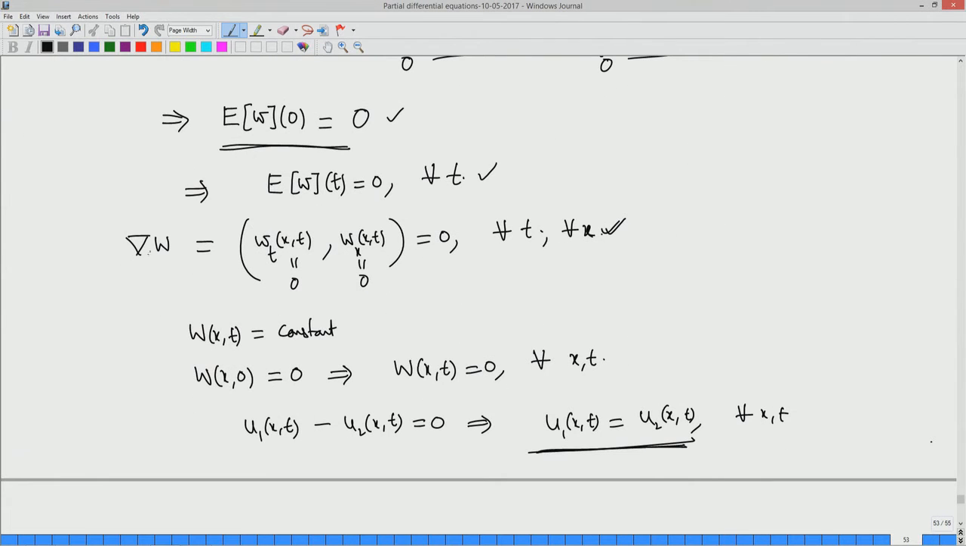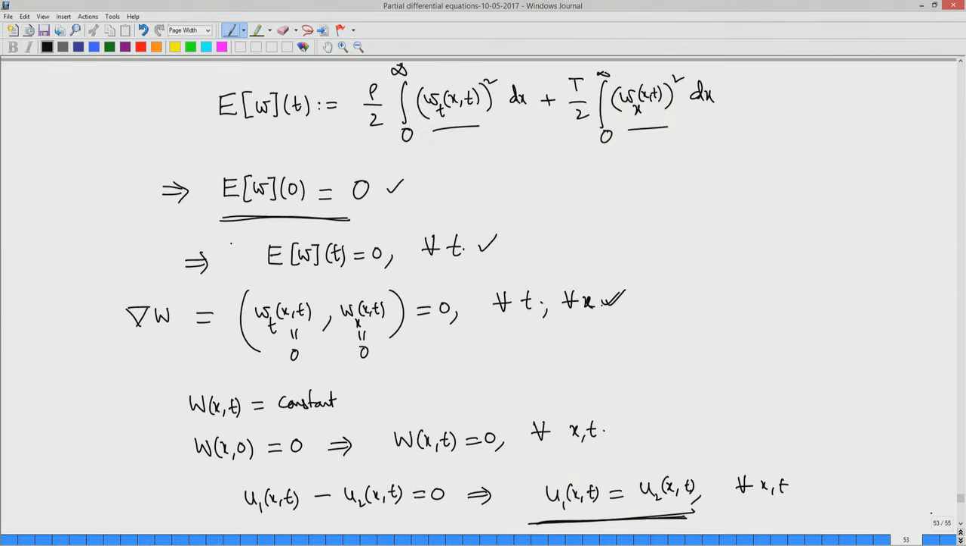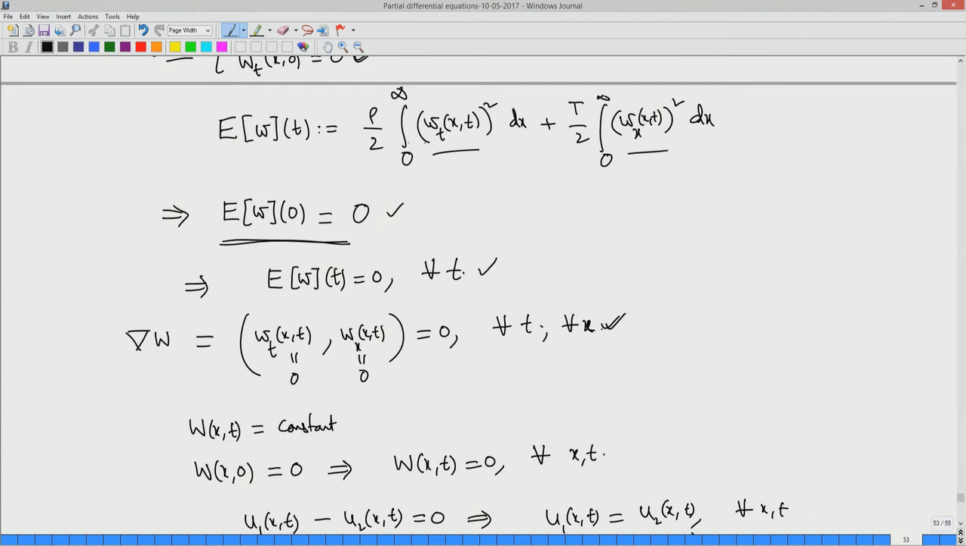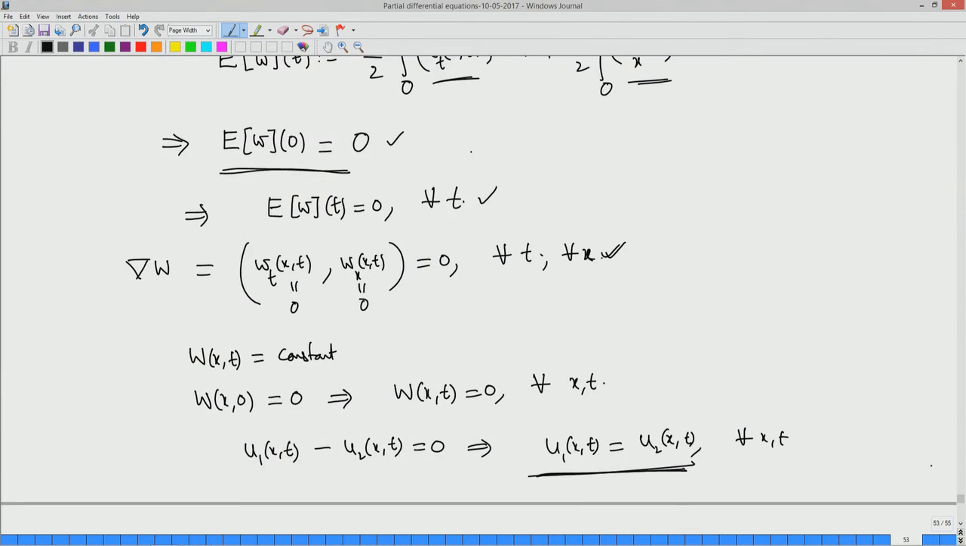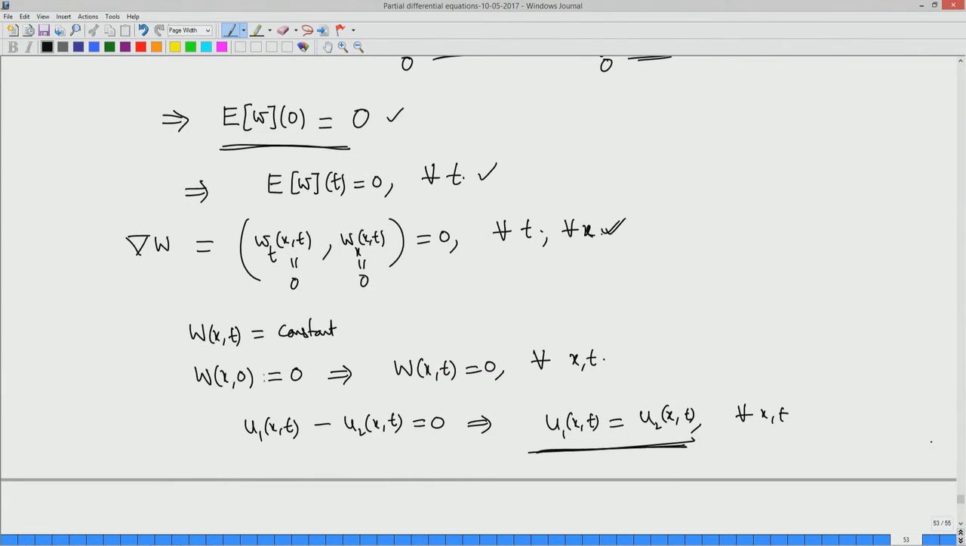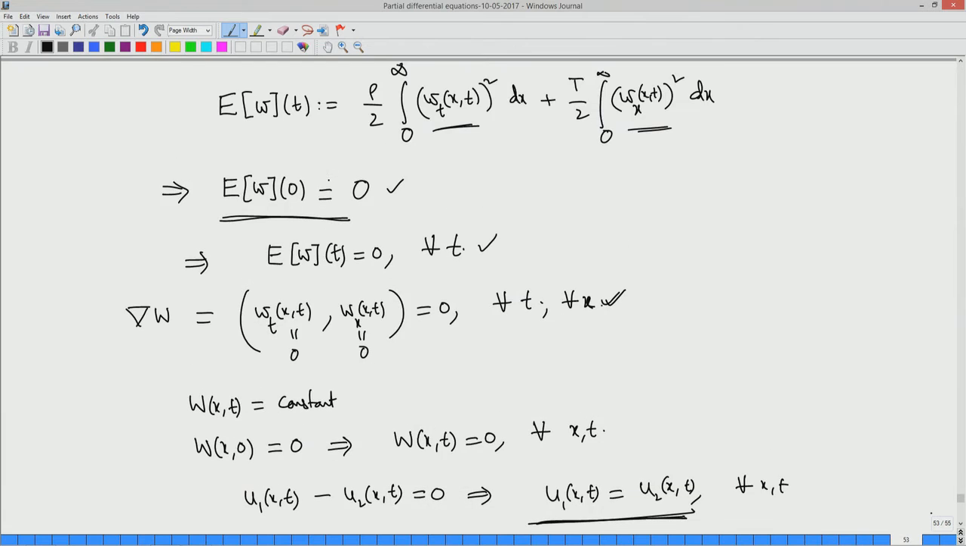So, the gradient of w has to be 0, because if this has to be 0 for all times, the integrand has to be 0, each of them. That is nothing but your gradient. So it implies w is constant, because w is 0 at t equal to 0.